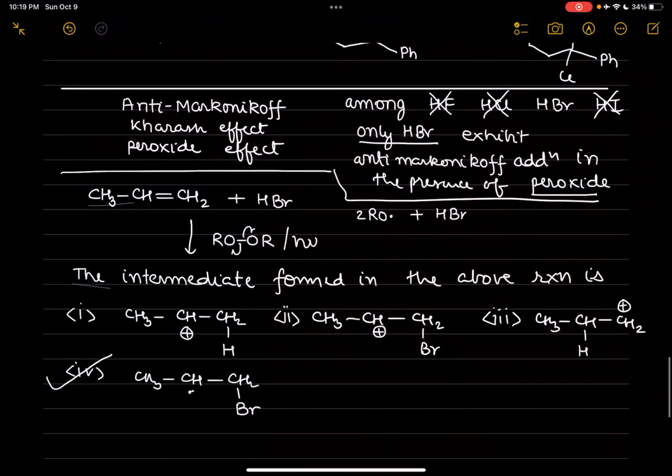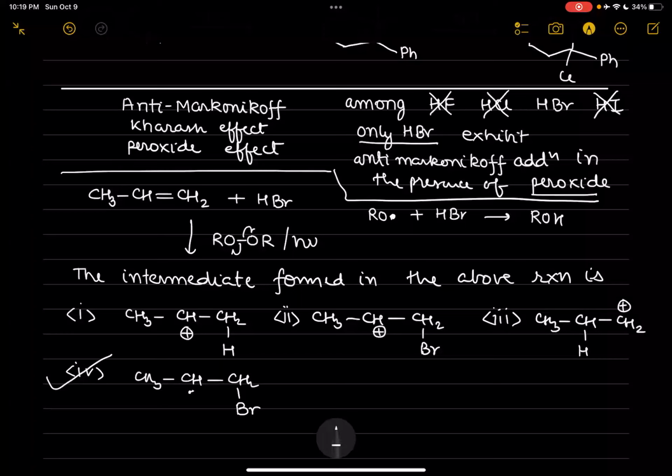Actually, what happens is this already has one electron, so it abstracts H. Will it abstract H plus, H minus, or H radical? H radical. And you are left with ROH and the Br radical.